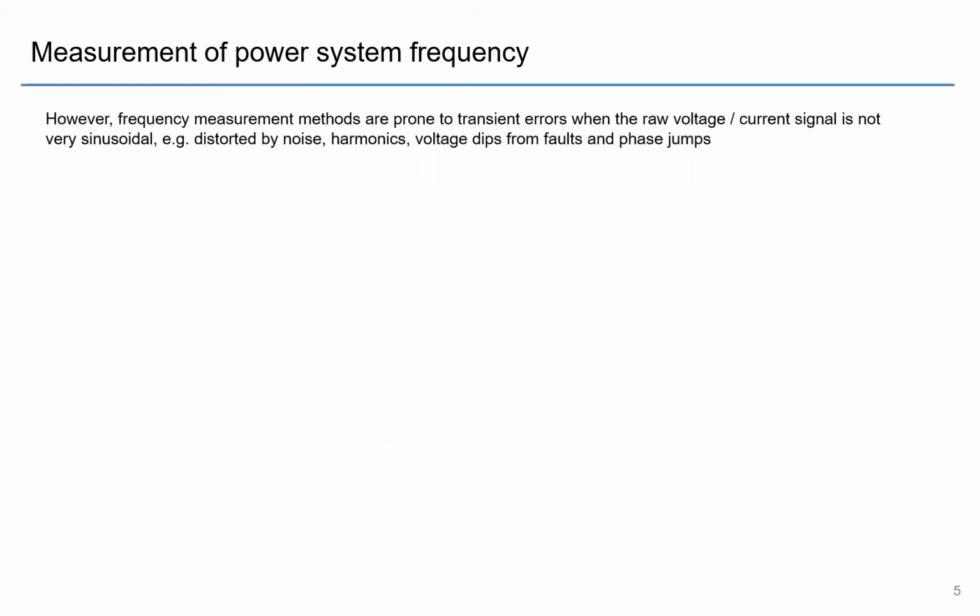These frequency measurement methods are perfectly fine when you have pure sinusoidal waveforms for voltage and current, but unfortunately that's not often the case in real life. When you measure the raw voltage and current signal, it can be distorted by the transducers themselves through noise, by harmonics, by voltage dips and faults, and also by phase jumps.